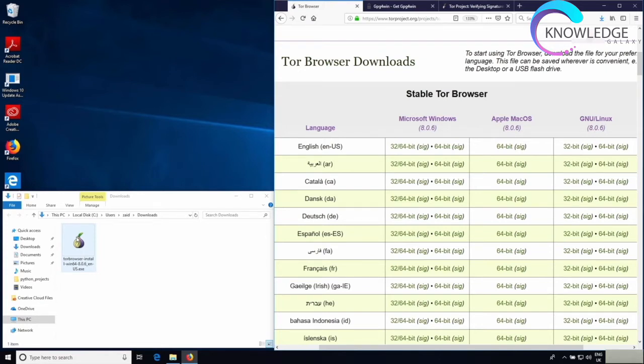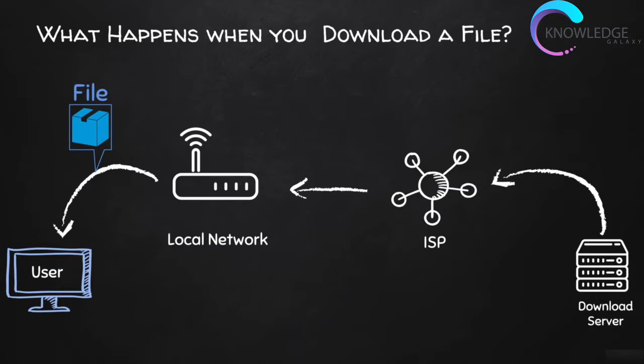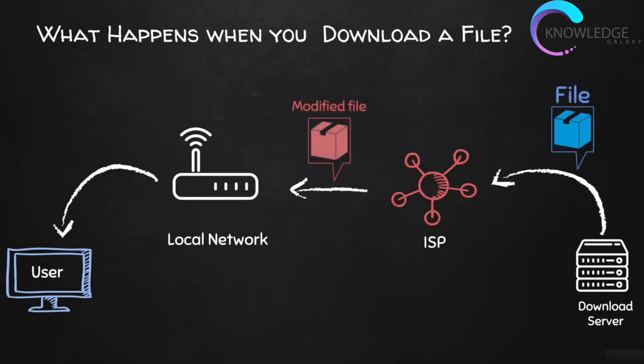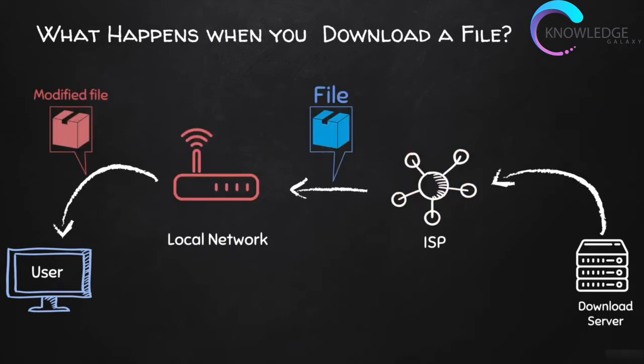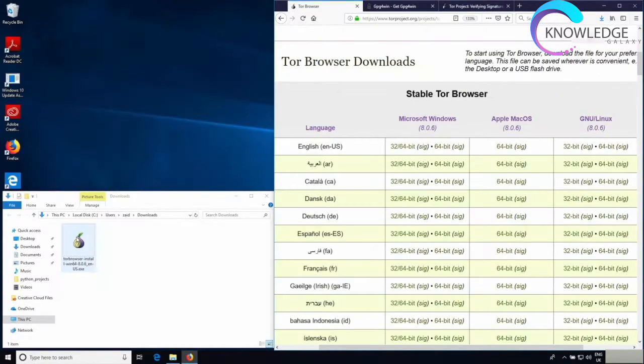But before doing that, it's a very good idea to verify that the file we downloaded here did not get modified as it was being downloaded. Because when you download something from the internet, it passes through a number of nodes in which it can be modified. So it can be modified by your internet service provider, it can be modified by your network administrator, and it can even be modified by hackers who manage to intercept the connection. So in order to verify that this file did not get modified, we're going to use a signature provided to us by the Tor developers.